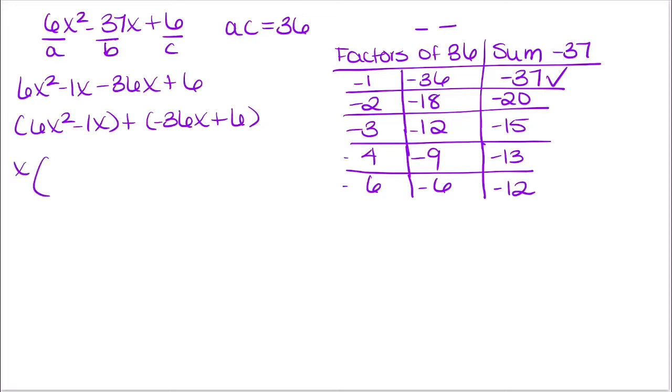From the first set of terms, we can factor out an x. So we have 6x squared over x minus 1x over x. So that's going to be x times 6x, since 6x squared over x is 6x, minus 1x over x is going to be minus 1.